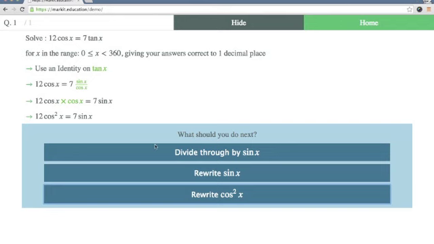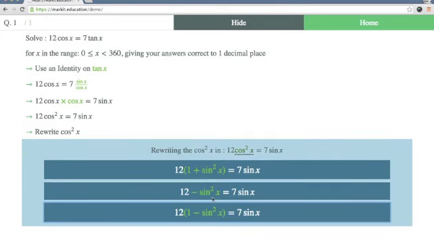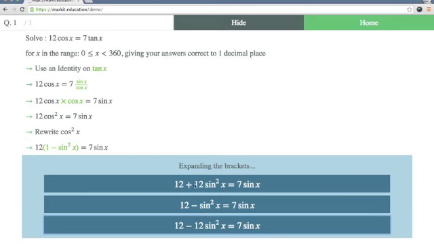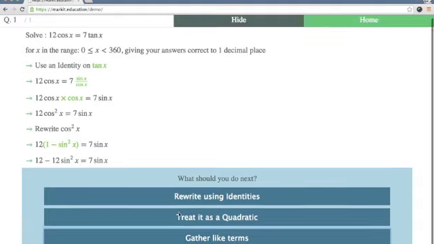The next step again is a method question prompting them what they should actually do, the correct approach. So they should rewrite the cos squared, using a trig identity, and they would hopefully pick that one. Then expanding the brackets, they can view the previous step right there. So they get 12 minus 12 sine squared x.